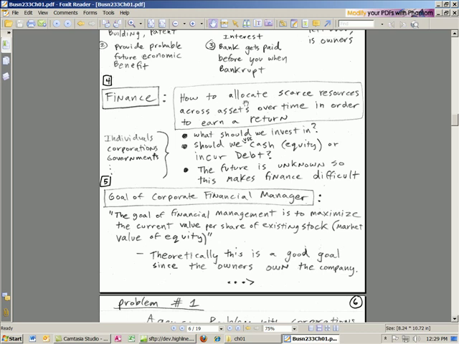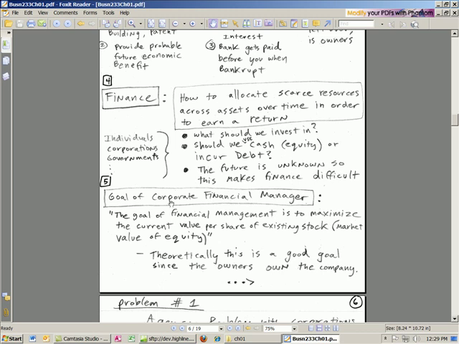Now, this definition then says across assets over time. And here's really one of the troubling aspects of finance. It's all about the future. The future is unknown. So this makes finance difficult. Really, you're always looking into the future, making lots of estimates and deciding what to do.